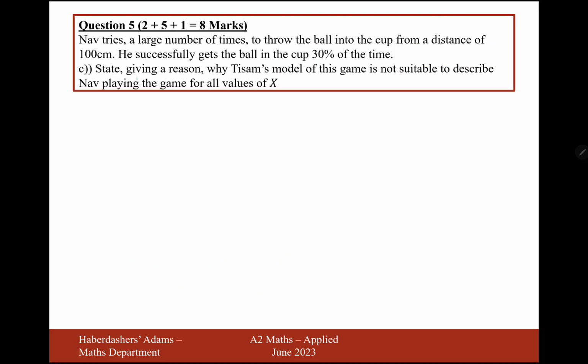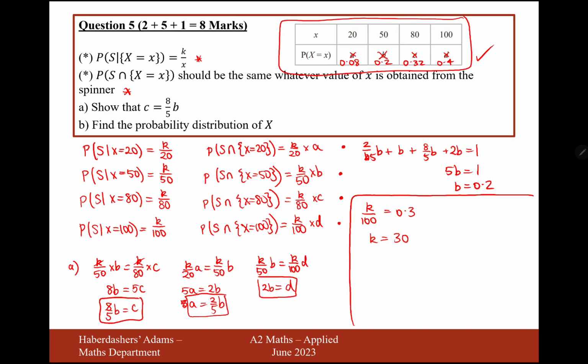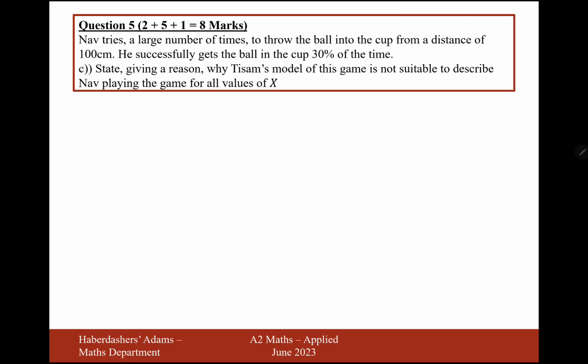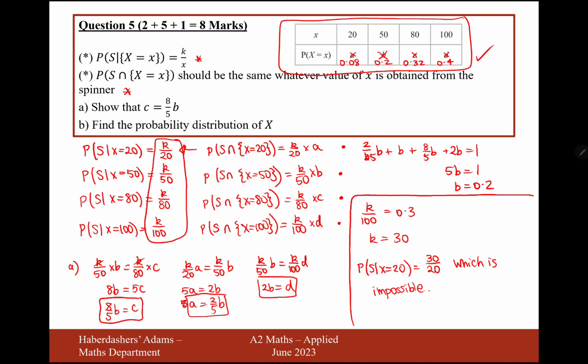The question says, state, giving a reason, why Tizam's model of the game is not suitable to describe Nav playing the game for all values of x. So what I'm going to do now is have a look back through all of my probabilities. And in fact, if you now look at the top one, probability of x equal to 20, probability of scoring when you're 20 centimetres away, would now be, using Nav's model, 30 over 20, which is impossible. So it wouldn't make sense for Nav to assume that k is 30 for all values of x. So there we are, that's the answer for question 5 with a total of 8 marks. Let's now move on to question 6.